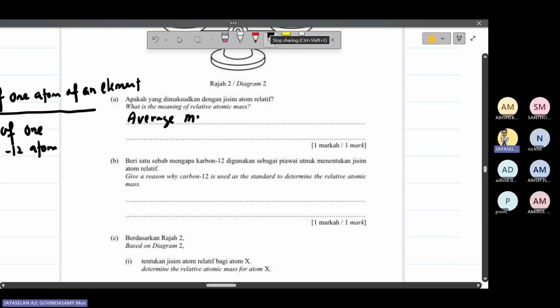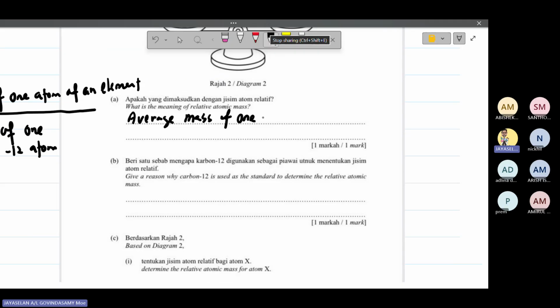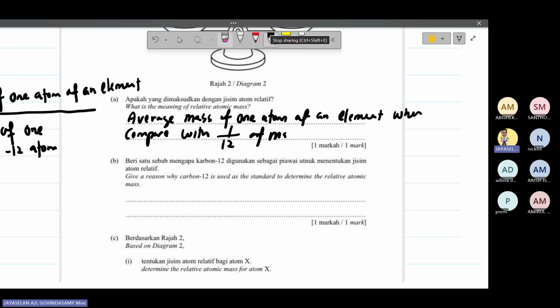Average purata mass of one atom. Okay, you tulis one atom of an element. Mesti tulis macam ni. Kalau tak ada markah. Of an element when compare. Apabila dibandingkan. When compare with what? With 1/12 of mass ni, of one carbon 12 atom. Okay, 1/12 of mass, you boleh letak macam ni, mass of one carbon, carbon one atom, 12 atom.